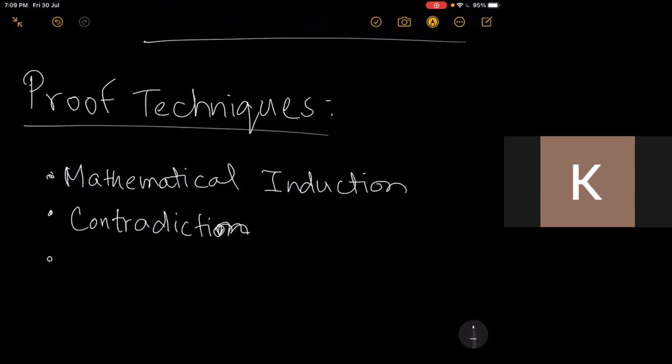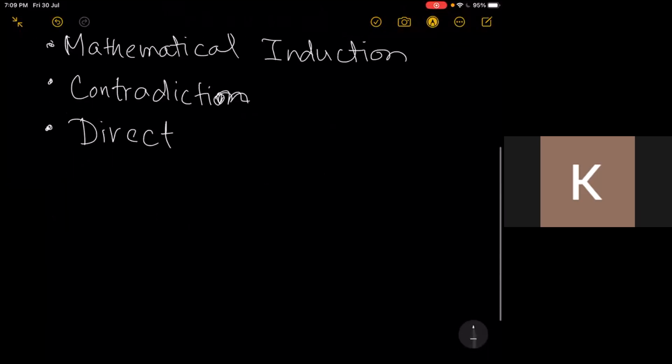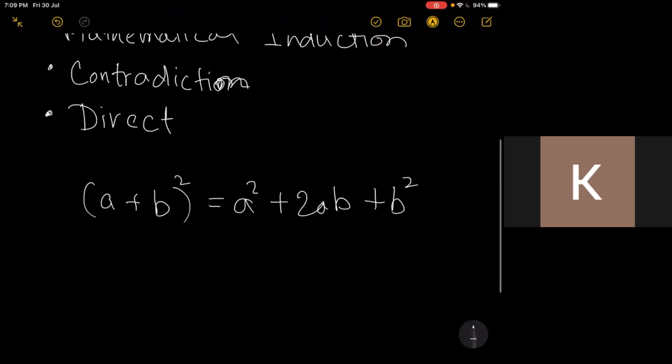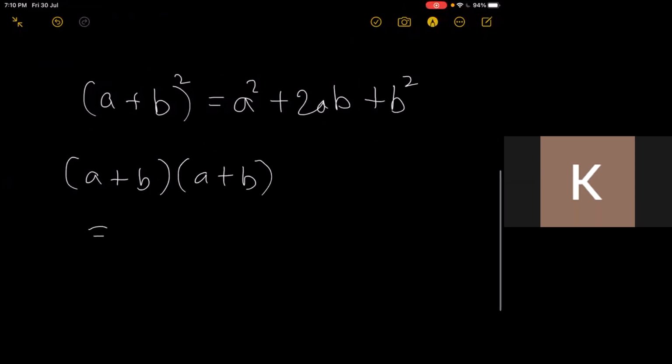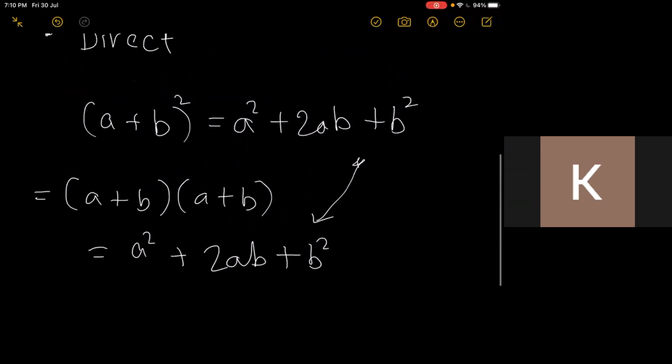Okay, so another proof which you most commonly use, still you don't know the name, is direct proof. What is direct proof? Direct proof is proof that a plus b whole square equals a square plus 2ab plus b square. What do you do? You directly multiply, proof done. A plus b whole square, a plus b into a plus b equals a square plus 2ab plus b square. LHS, RHS matching, done proof of that. So this is a direct proof.